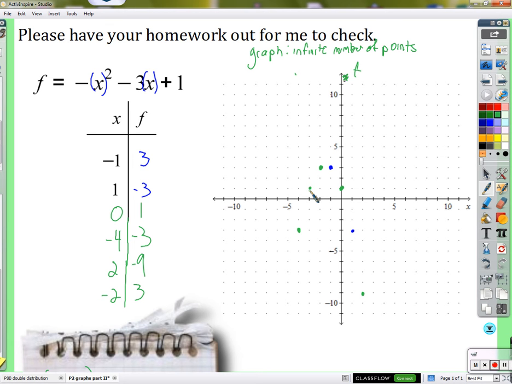Okay. What if I went to -5? Where do you think I'll wind up getting a point there? -9. -9 as well. And look at that. It confirms that symmetry as well. Not all graphs have symmetry, but this one happens to have symmetry. Now, how many points are on this graph? Infinite number. So far, we found a finite number, 8 of them. But there are an infinite number available.